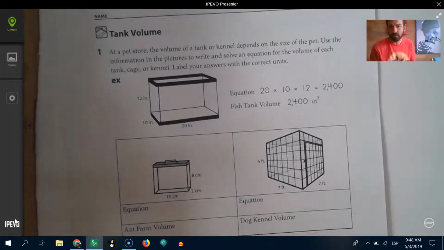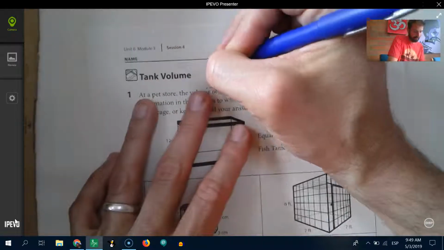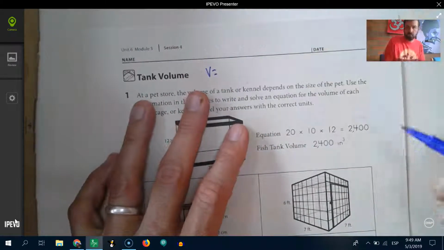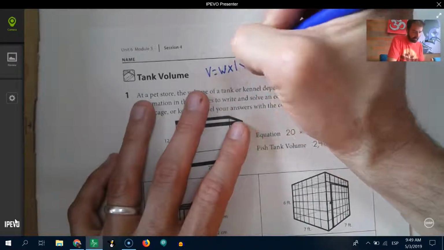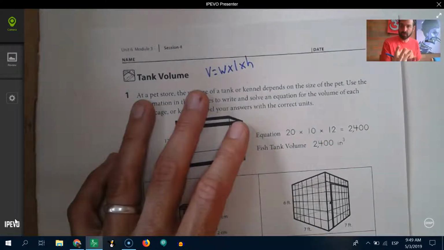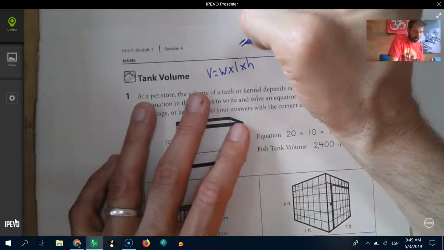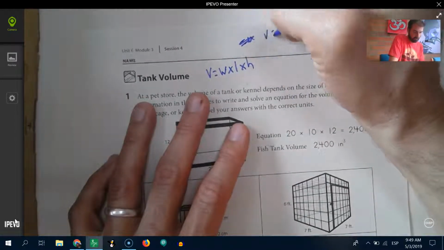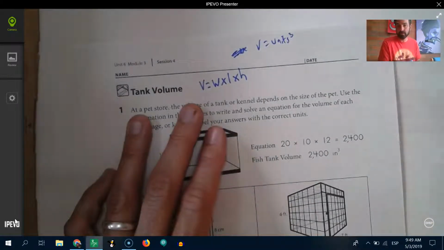What I like to do first before I start anything, I like to think about what I know about the topic. So they're asking volume. The very first thing I'm going to do is write down my volume equation. I know that's width times length times height. So I'm always going to have three measurements. My answer is always going to be in units, so volume equals units cubed.